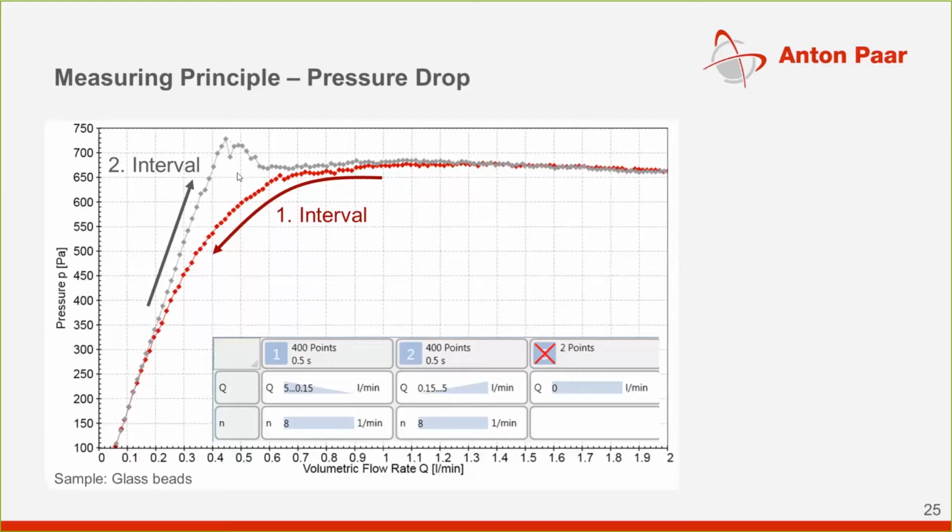When the gas flow is further increased, this pressure curve becomes more or less constant. And at the point where it becomes constant, we can see that this is the point of full fluidization. So we can see here at what point does it start to fluidize, and at what flow rate is it fully fluidized.